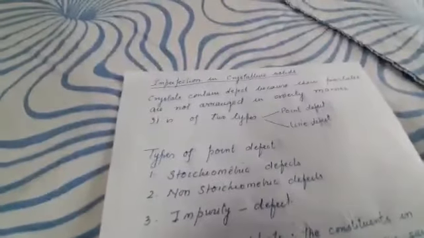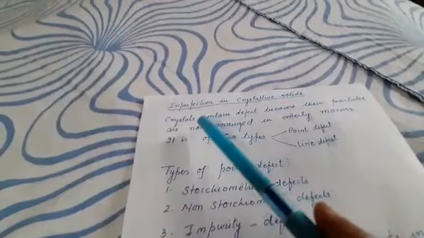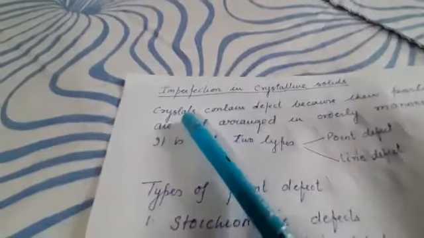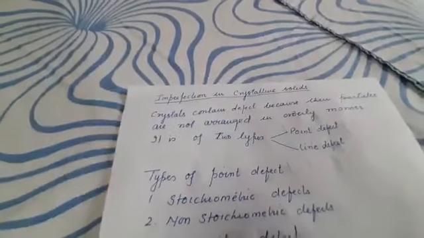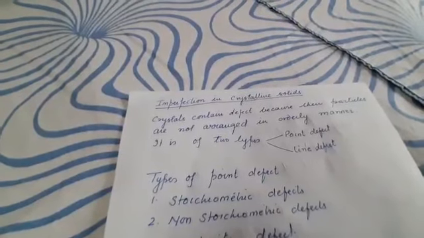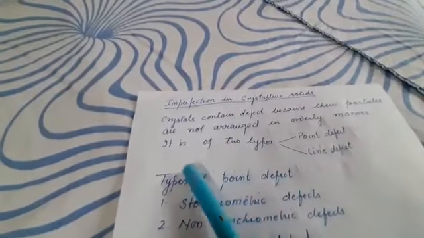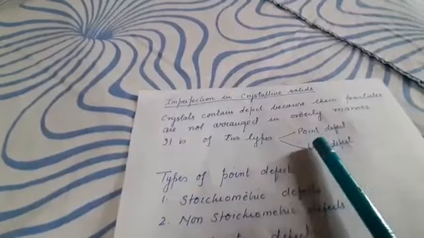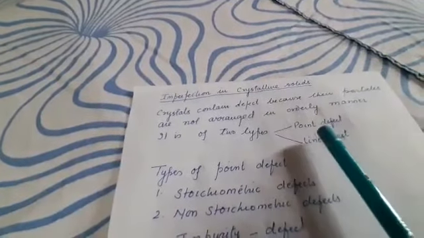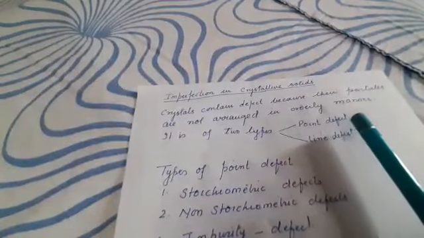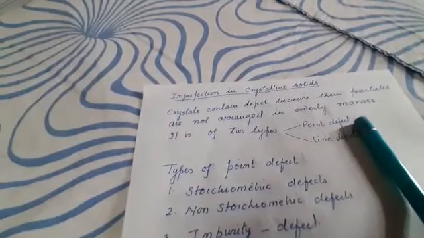Today we'll be studying imperfection in crystalline solids. Crystals contain defects because their particles are not arranged in an orderly manner. It is of two types: point defect and line defect. Point defect is when the defect is at a point.